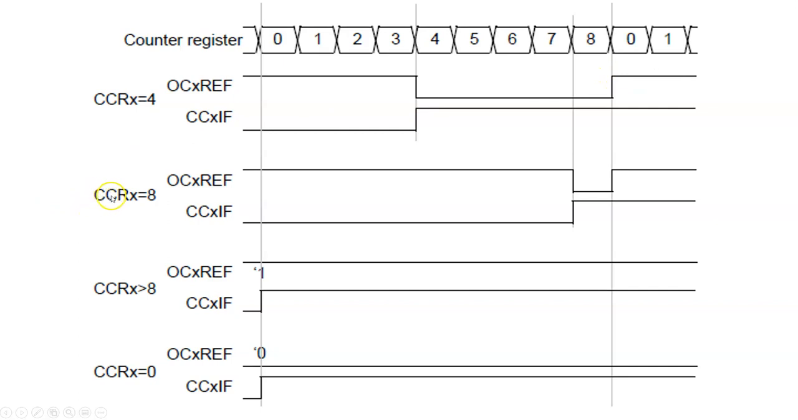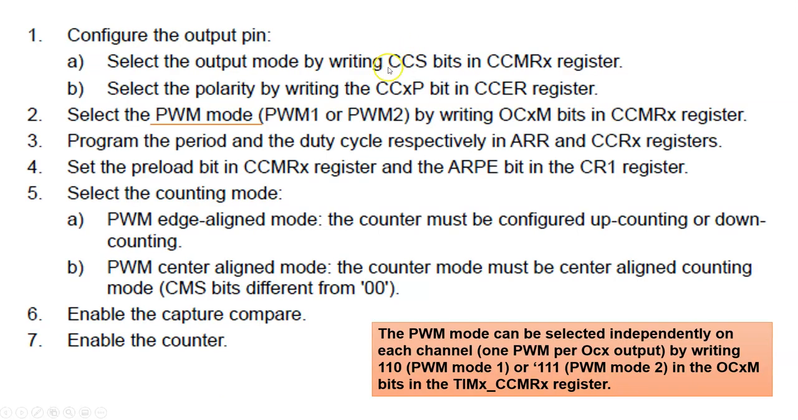If I have set CCR equals 8, then I go high, a giant dip, a small dip, and then go back. If the CCR is set to greater than 8, then of course I always stay high. And if I have CCR set to 0, that means I never go high, and I stay low the whole time on that pin. The flag is what tells me when the counter has reached the CCR value. All right. How do you do this?